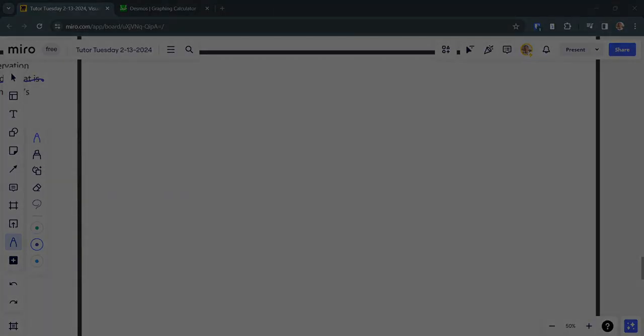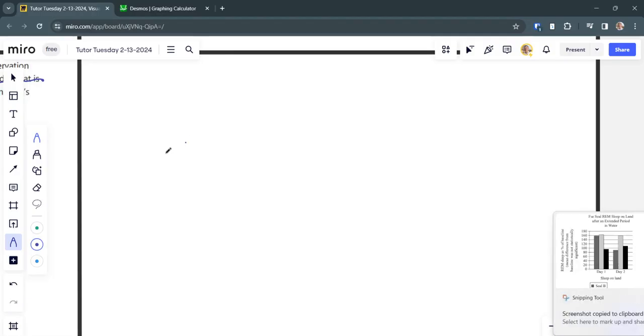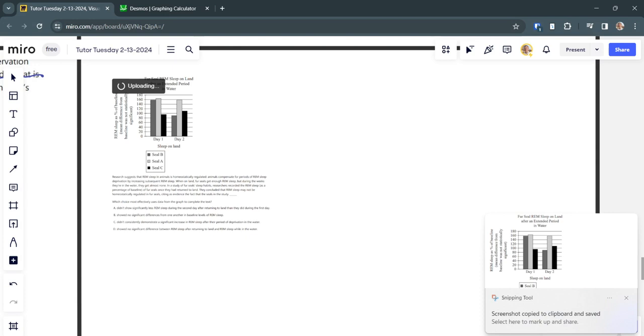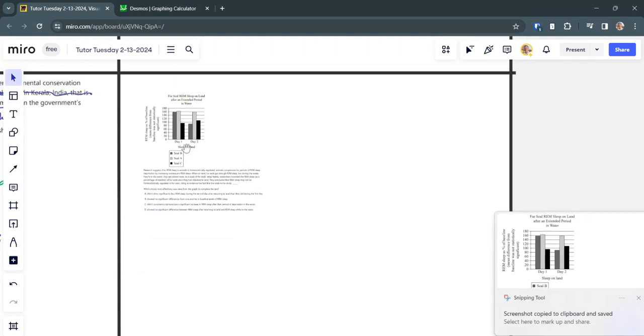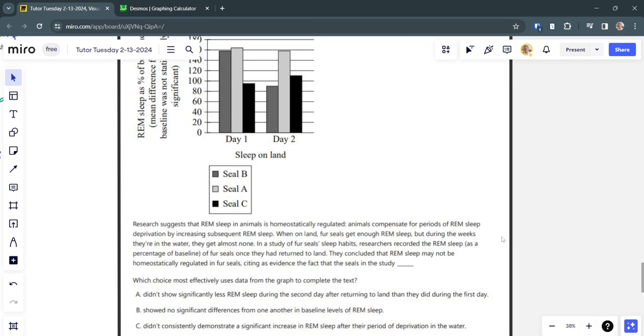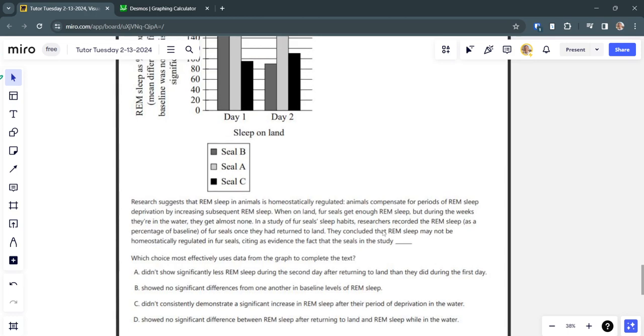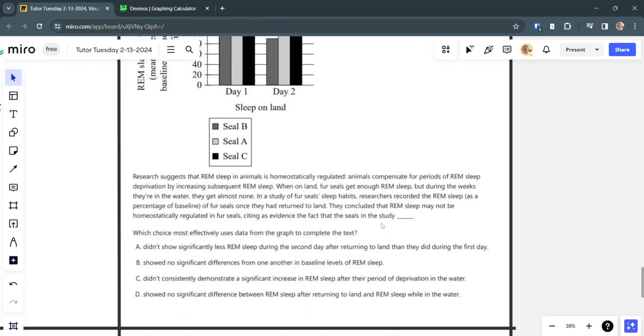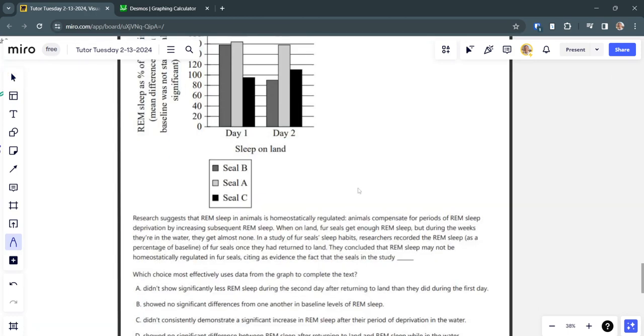Some of these questions end up taking an entire page, like this one. It's got a graph, it's got a passage, and then it's got these full-line questions. What I like to do is skip a lot of the extraneous info, or skip the fluff, and just go to what it's asking here. We want to find out what choice most effectively uses data from the graph to complete the text.